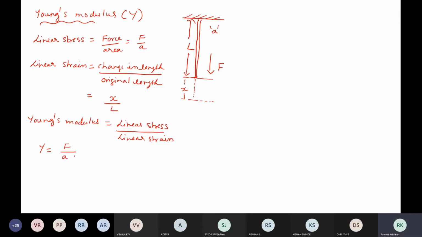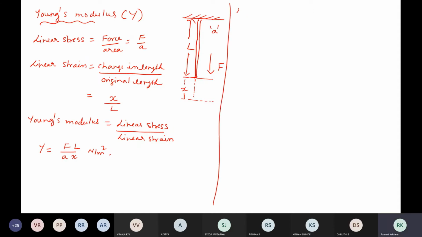And linear strain is the change in length to the original length. So the unit is Newton per meter square. This is Young's modulus. Young's modulus is defined as linear, longitudinal stress by linear strain. So just write the value of stress and the value of strain. In Young's modulus, the dimension which changes is the length of the wire. Any doubt here? Shall I go for the next modulus?